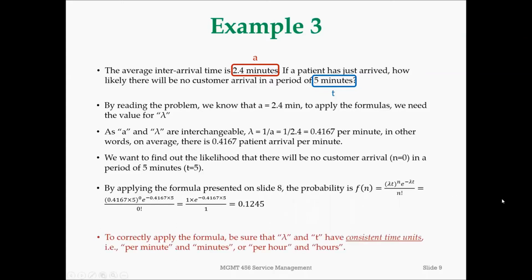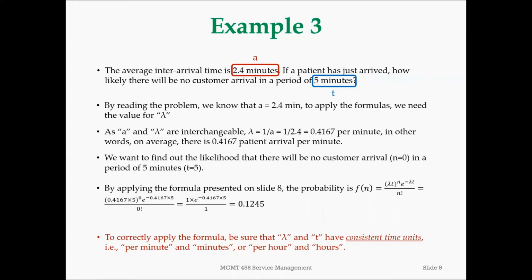So one thing I want to point out about how to apply this formula is make sure you always use the same time unit for lambda and t. In this case, because lambda is 0.4167 per minute, so it's a per minute arrival rate, when we use that value for t, we should use t in terms of how many minutes. So per minute versus minutes, they are consistent.